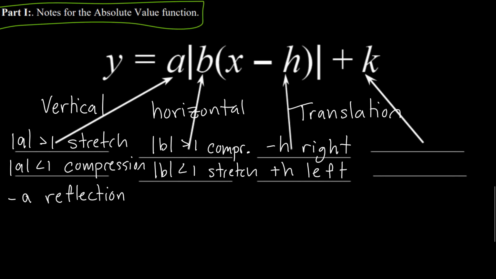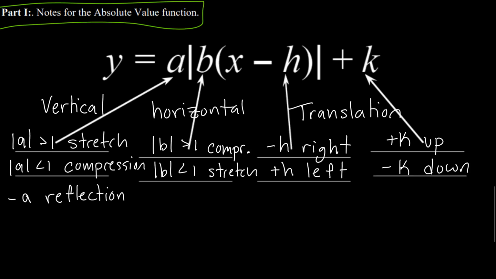Up or down. Good. When we're moving K, we're moving up and down. And this is normal because it's outside. So if K is positive, where does it go? Up. And when K is negative, where does it go? Down. So inside the absolute value is backwards from what you think. Everything outside is normal.